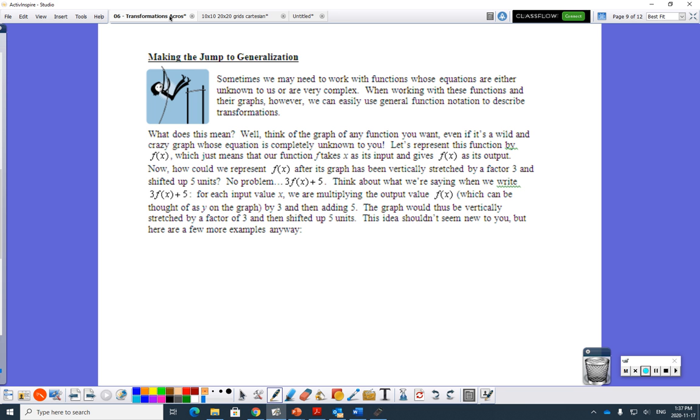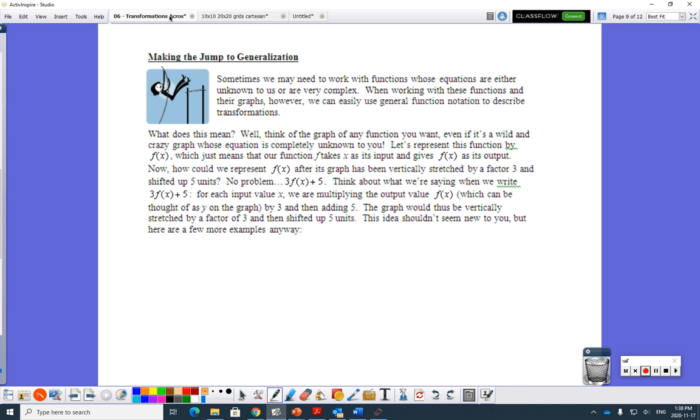We still can talk about vertically compressing the curve so it flattens out a little bit. We can still talk about those things without knowing the actual equation. What does this mean? Well, think of a graph of any function you want, and we'll think of the COVID curve. It wants to do this. That's what it really wants to do.